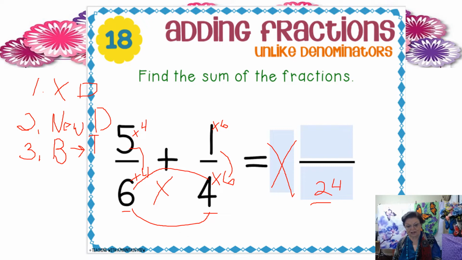Let's figure out our products. 5 times 4 is 20, plus 1 times 6 is 6. What's 20 plus 6? That's going to be your new numerator. Whatever we do at the bottom, we have to do the top. Add the new numerators. Add the new numerators. And boom, you have it.